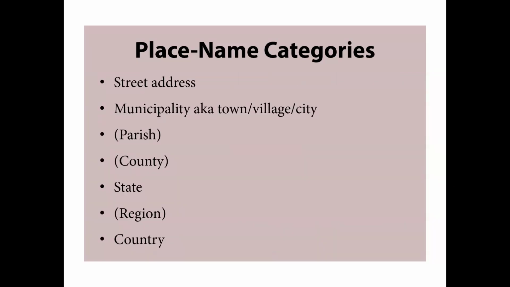Place name categories. What is the drill down of location? Well, in a perfect world, we're going to know right down to the street address where our ancestor lived, and maybe go and stand near the cellar hole or maybe even knock on the door of where our ancestor once lived. You want to know then the municipality, aka town, village, or city.